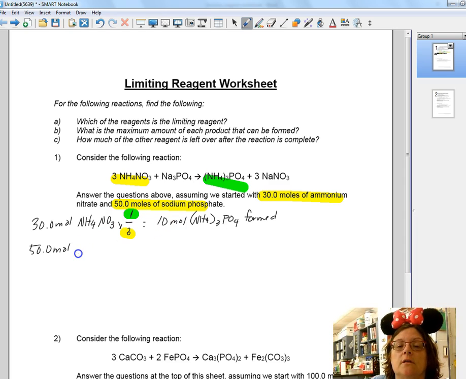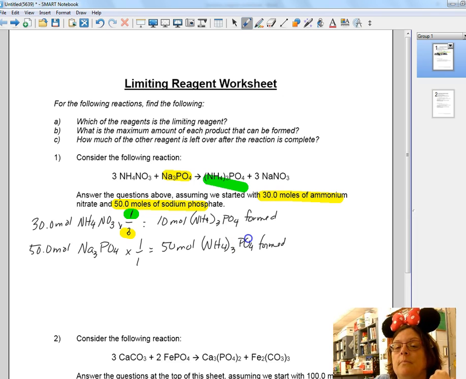not ammonium phosphate. I think I said that wrong. Hopefully you're paying attention to what I'm writing. So now I'm going to make this guy my unknown, or my given. What's my ratio of my given to my needed? It's a 1 to 1. So 50 moles of ammonium phosphate will be produced or formed.